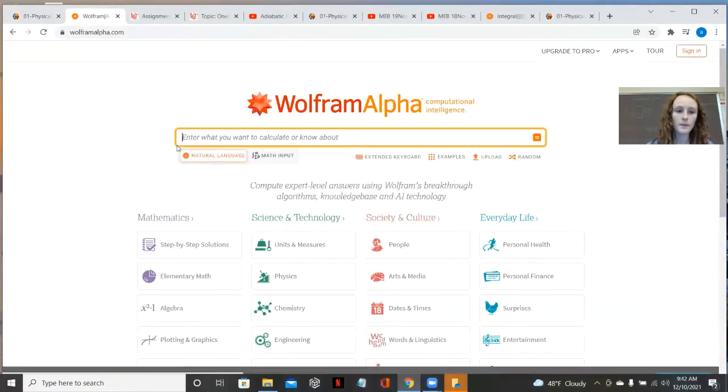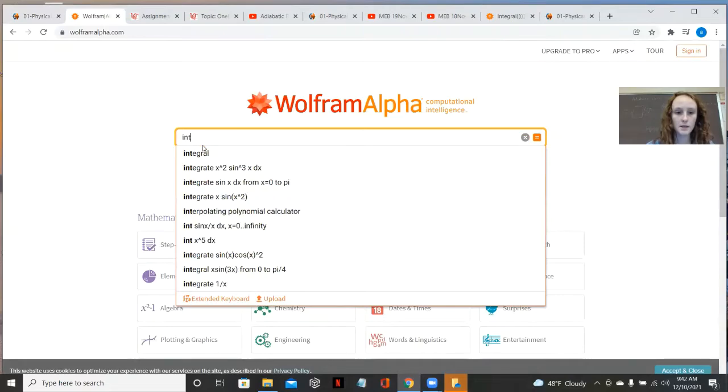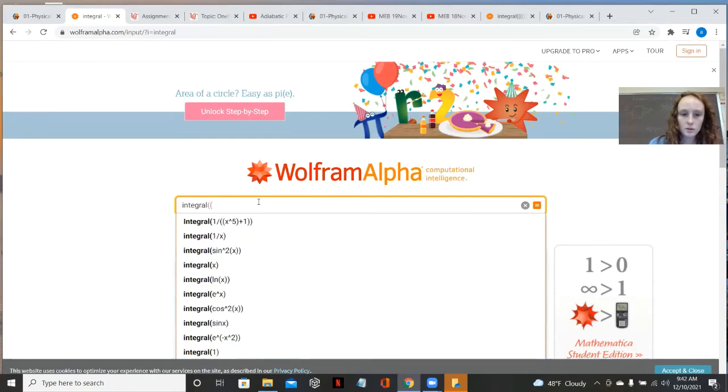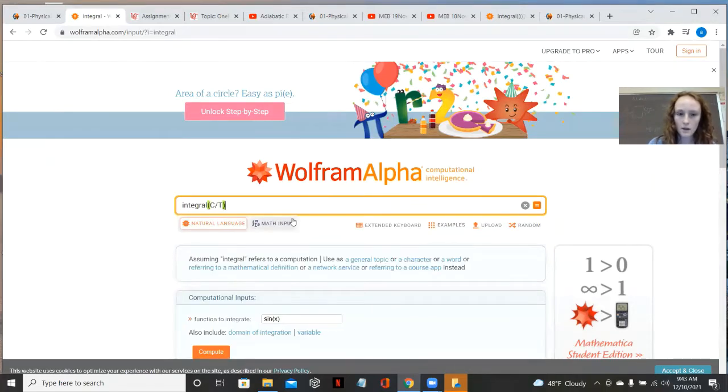So what we're going to type is the integral of C divided by T, with that whole thing over the hyperbolic sine of C divided by T, with that whole thing to the second.